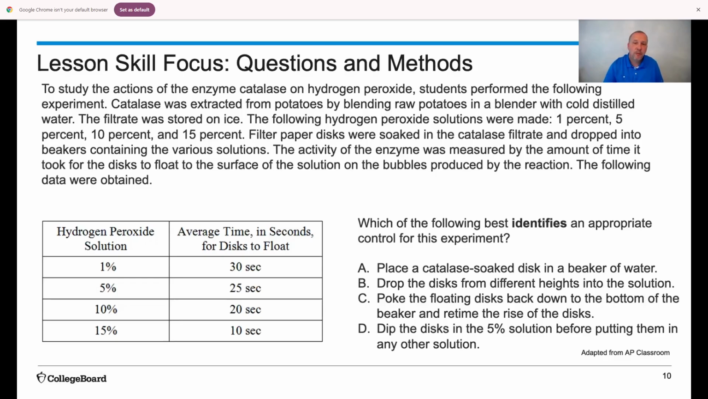Welcome back. For this question, you were looking at an experiment that involved studying the actions of the enzyme catalase on hydrogen peroxide. Your answer should have been A, which was placing a catalase-soaked disc in a beaker of water. The other three choices introduced a new variable to the experiment and are not controls.